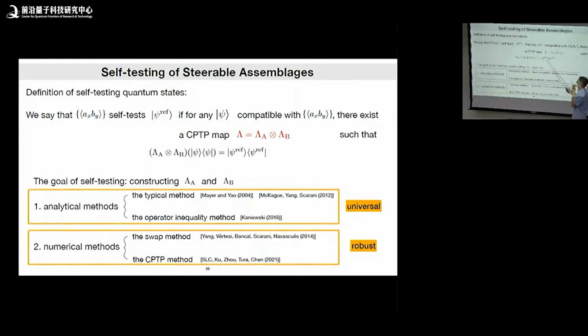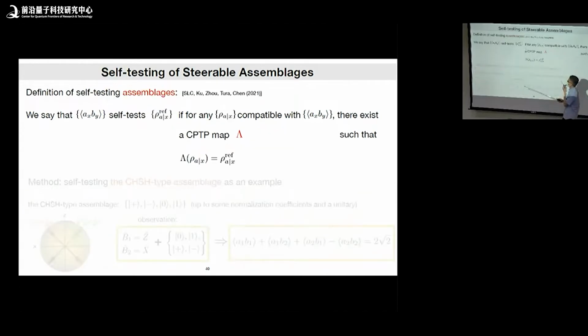Because in the previous page we had self-testing of quantum states, and in our work we can generalize self-testing from states to assemblages. The idea is very similar: we say that this correlation self-tests the reference assemblage if for any assemblage compatible with our correlations, there always exists a CPTP map lambda, such that after applying this map on our underlying assemblage, it transforms to the reference assemblage.